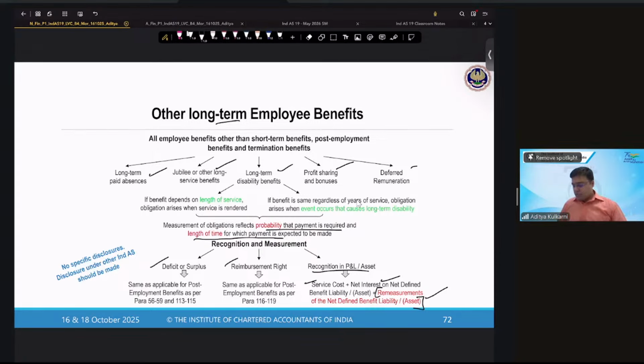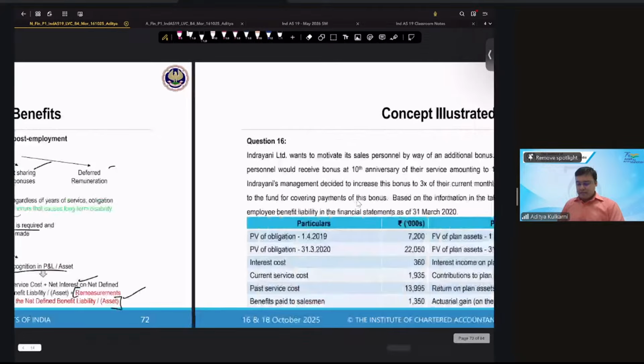P&L? This would go there in other comprehensive income. Yes, it would go into OCI. Here, this goes in the P&L. Okay. This will not hit the OCI. So other long-term employee benefits, everything will go into the P&L. There is some component that goes to the other comprehensive income.